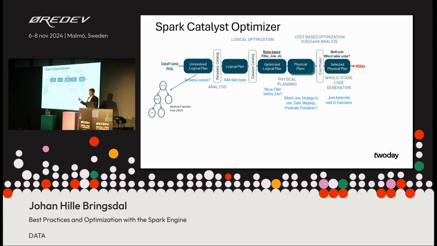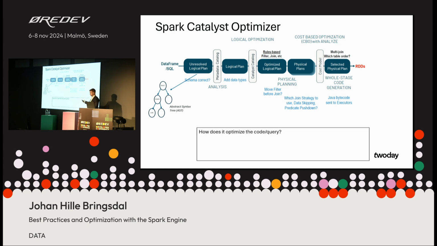The Catalyst Optimizer does many, many things underneath the hood, but I want to highlight 4 main things that it does, which is really important to know. So what does it actually optimize in the query? Number 1 is it does something called predicate pushdown. Predicate pushdown is actually where it takes the filter that you have on your data and pushes it as close to the source as possible so that you only read the required amount of data.